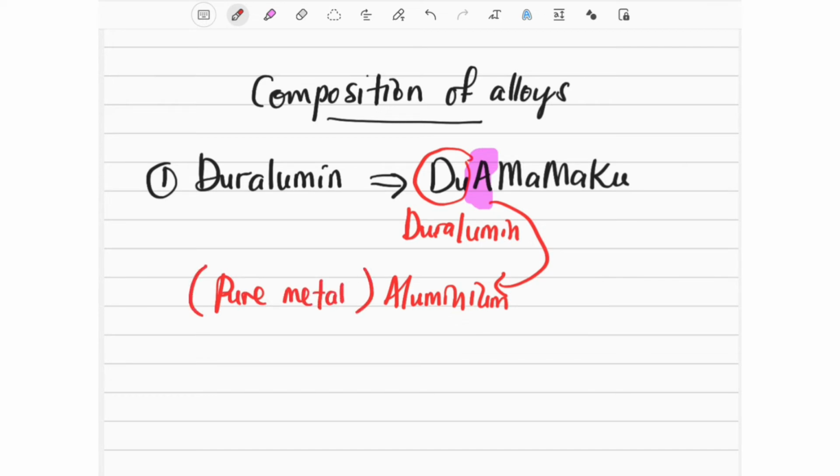Okay, huruf yang pertama selepas nama alloy itu dia punya pure metal. Okay, ma. You ada 2 ma dengan ma kan? So the first ma is magnesium, second ma is manganese. Cu for copper, Cu. So duralumin nak ingat macam mana? Ingat 2 mamaku.